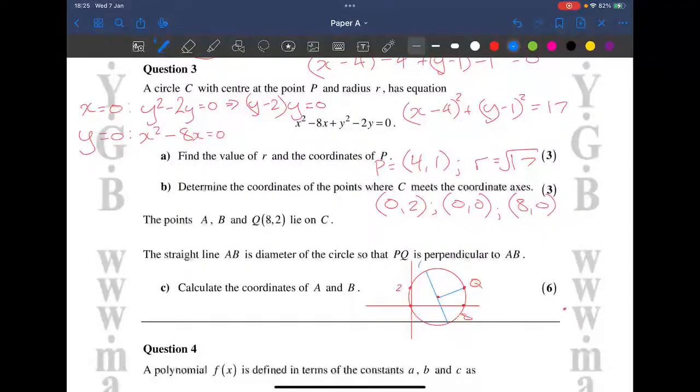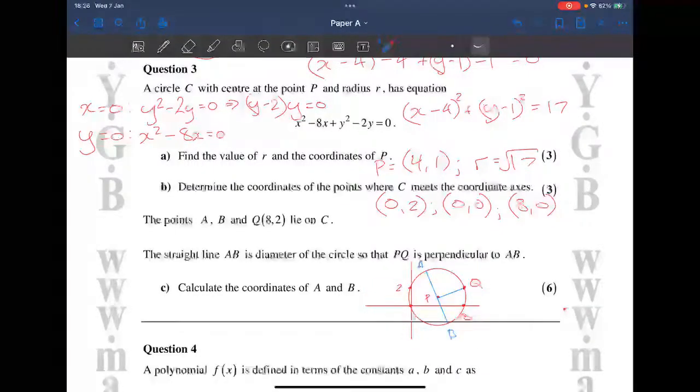It doesn't say which one's A and B, so I'll label that A, label that B, and label the centre one as P, as we should have done. So now we've got a few ways we can do this. You can probably be a bit smart and think about the rotation of things. This will be 90 degrees and perpendicular. You can probably do some stuff with transformations and swapping X and Y around.